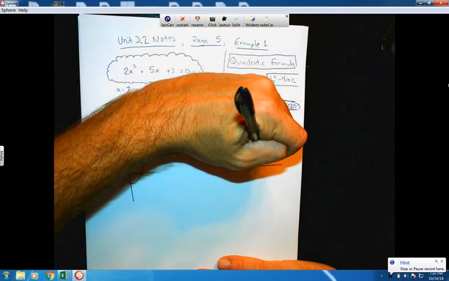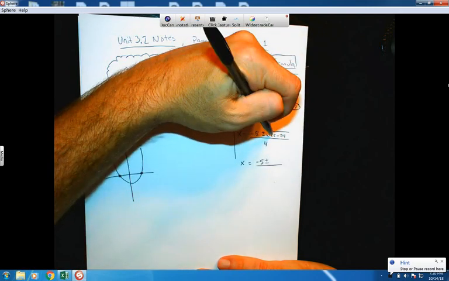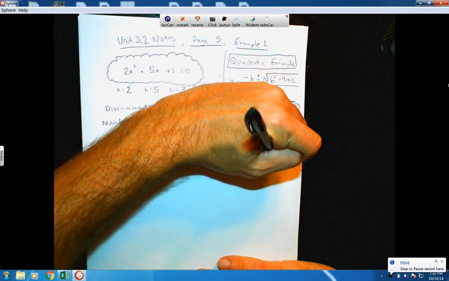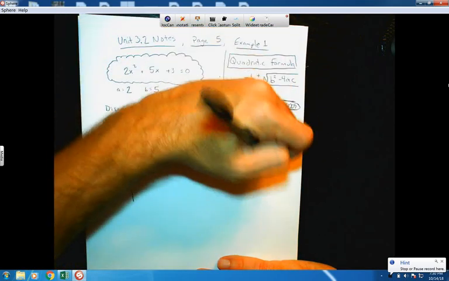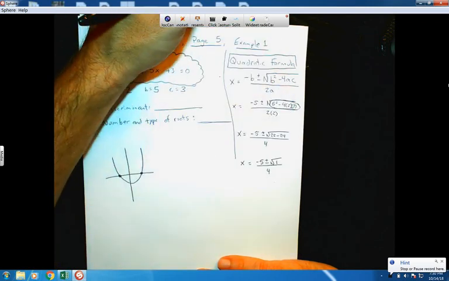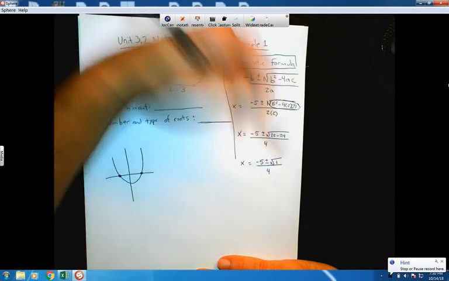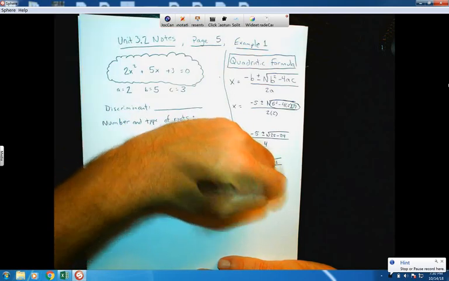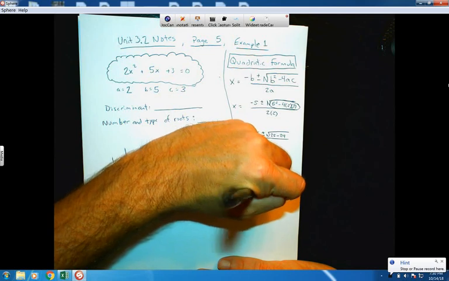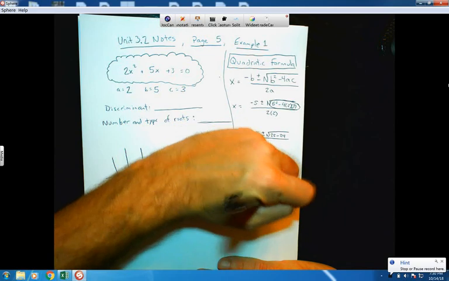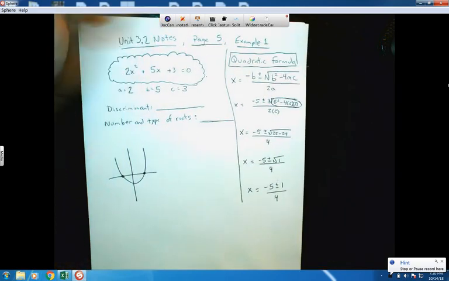Negative 5 plus or minus the square root of 25 minus 24, which is 1. So the square root of 1, all over 4. And what is the square root of 1? Well, the square root of 1 is just 1. So I could just write a 1 there instead of the square root of 1. x equals negative 5 plus or minus 1 over 4.